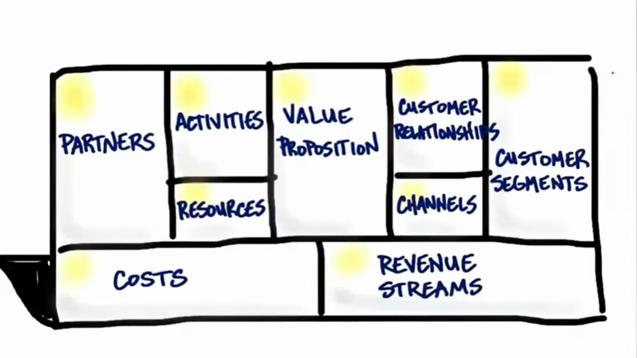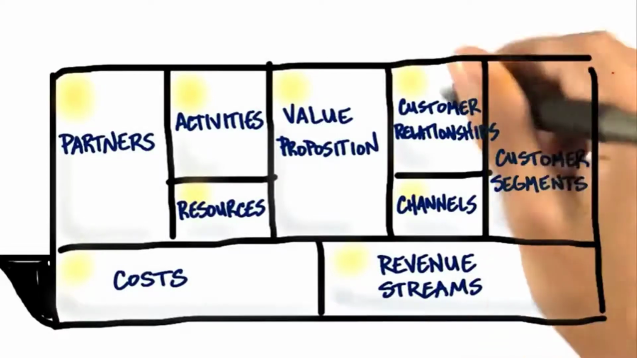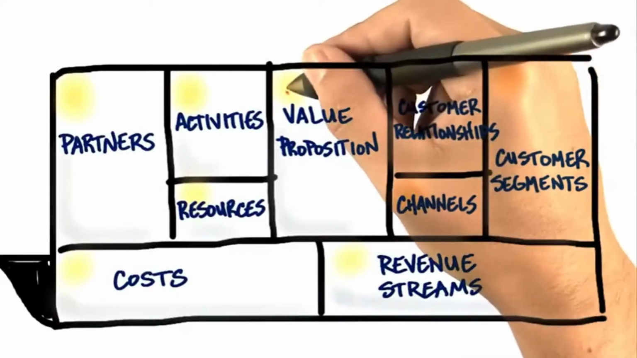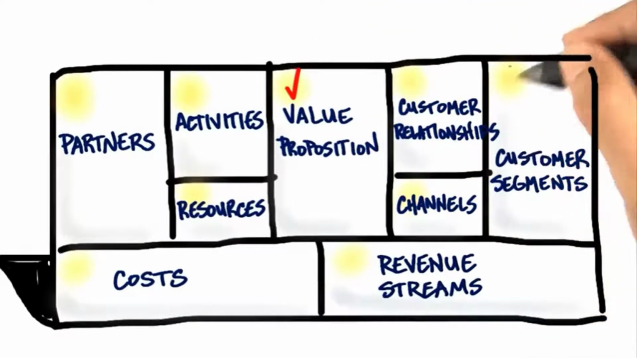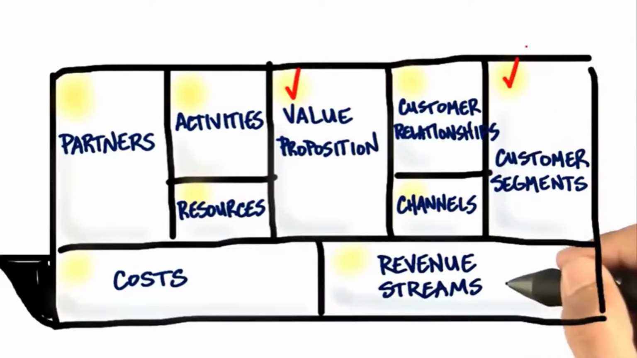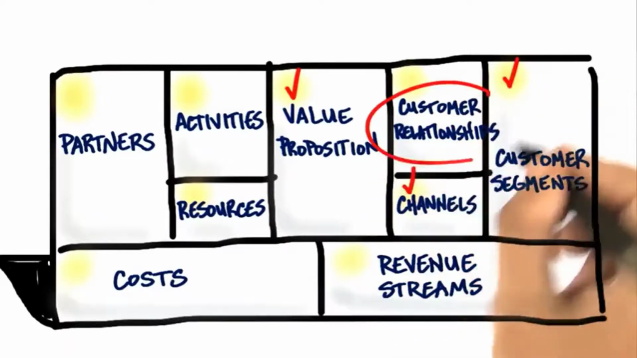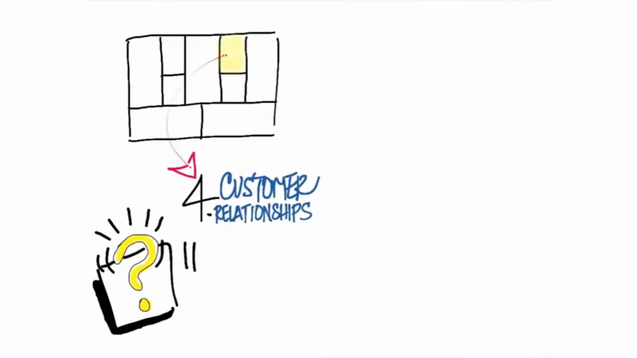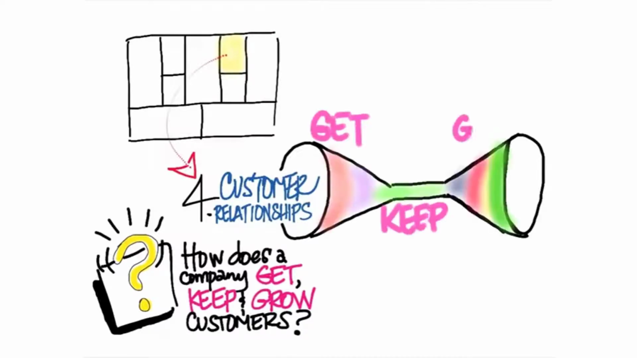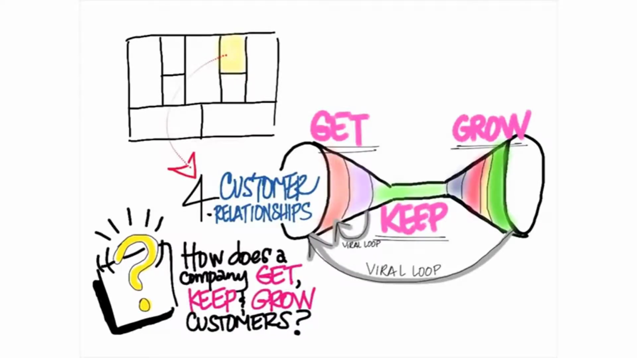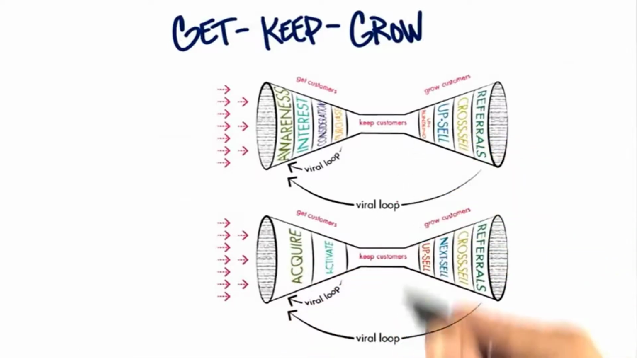Today we're going to be talking about customer relationships. In other words, how do you get, keep, and grow customers? So in the last lecture, you remember the business model canvas, all the 9 components of a startup. We talked about value proposition, and we talked about customer segments. We talked about channels, but today we're going to focus on customer relationships. Customer relationships really is about how do you get customers, how do you keep customers, and how do you grow them. Here are 2 get, keep, and grow funnels.